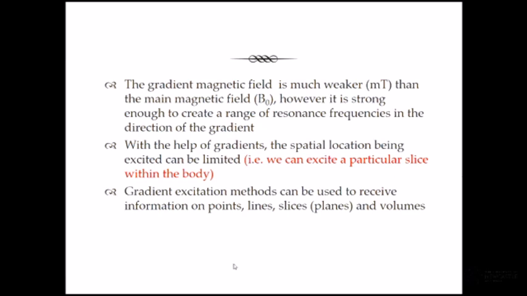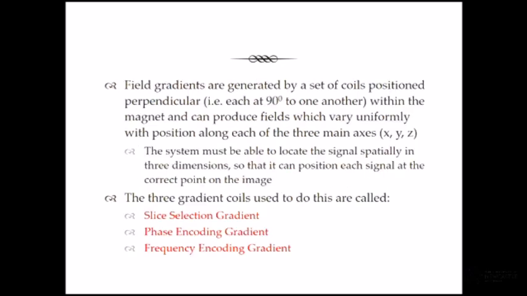So gradient excitation methods can be used to receive information on points, lines, spaces and volumes. All that's saying is that we can collect our data in different ways. Okay, gradient fields are generated by a set of coils positioned perpendicular, so at 90 degrees to one another. Remember I said that if we think about putting someone in the scanner, the main magnetic field runs from their feet to their head.